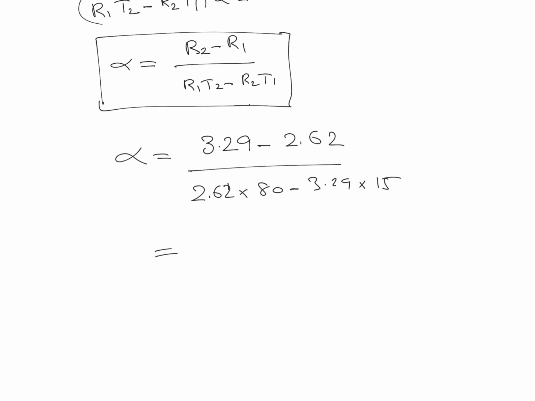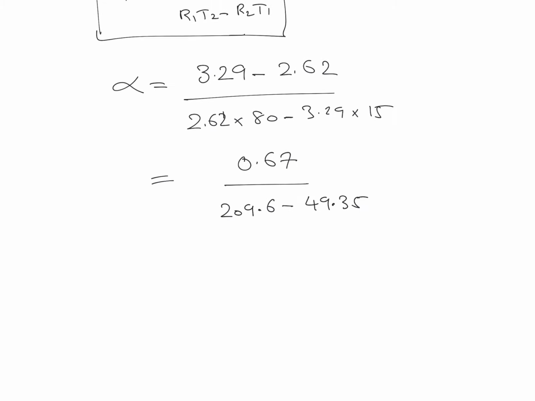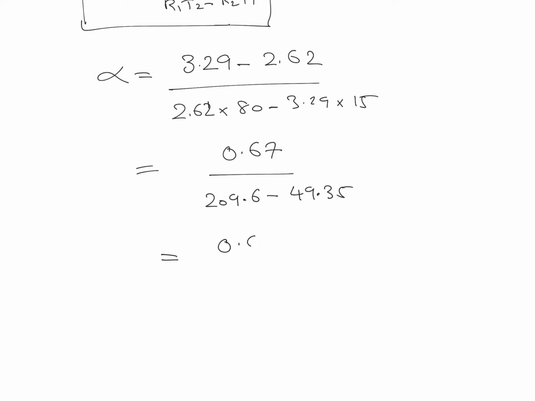So 3.29 minus 2.62 will get us 0.67, and 2.62 into 80 will get us 209.6, minus 3.29 into 15, which you will get as something like 49.35. So the value of alpha is going to be 0.67 divided by 160.25. So we'll get the answer as around 0.004180, or you can approximately write it as 4.18 into 10 raised to minus 3.